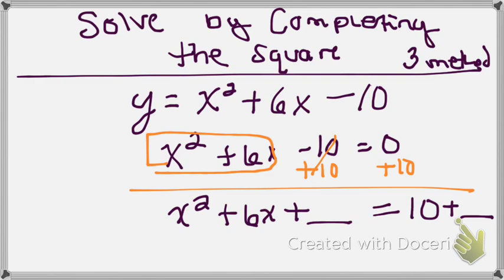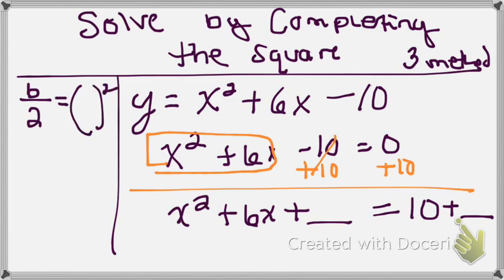Ms. Smith, why did you just do a blank? This is where completing the square comes into play, okay? I'm going to take half of my b term, and then I'm going to square whatever solution I get, and this will become my new constant. And you'll see why we do this in just a second.